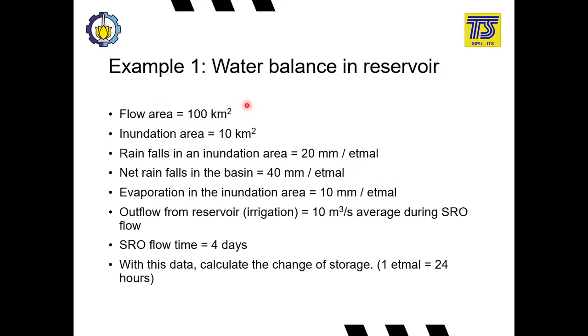Here we have the flow area of 100 square kilometers, and an inundation area of 10 square kilometers. The rain falls in the inundation area. So the amount of the rain is 20 millimeters per atmal. Here, per atmal means in one day, or in 24 hours. So here is the height of the rain in one day, around 20 millimeters.